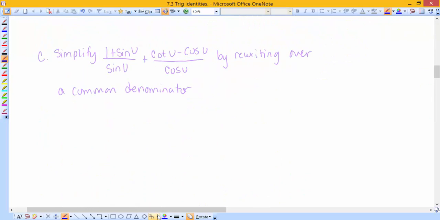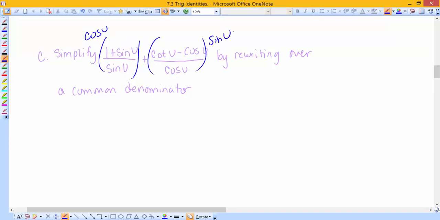All right, 2 more. C. Simplify by rewriting over a common denominator. Why would we have to rewrite using a common denominator? Well, I'm adding 2 fractions. You cannot add fractions unless you have a common denominator. So I'm not going to rewrite this. I'm going to cheat a little bit. My common denominator is going to be sine times cosine, putting the 2 denominators together. So I'm going to multiply this side by cosine, this fraction by sine.